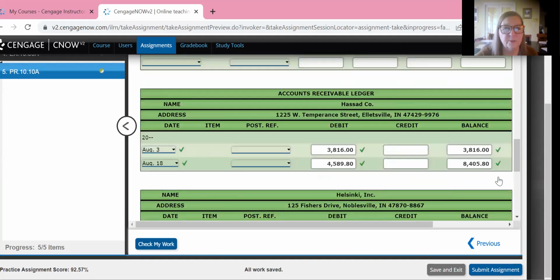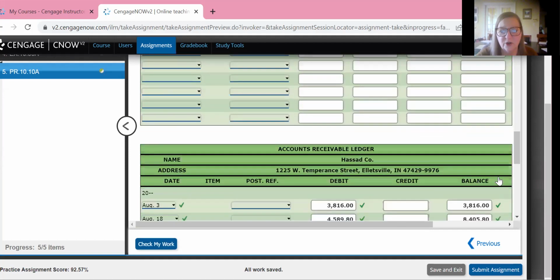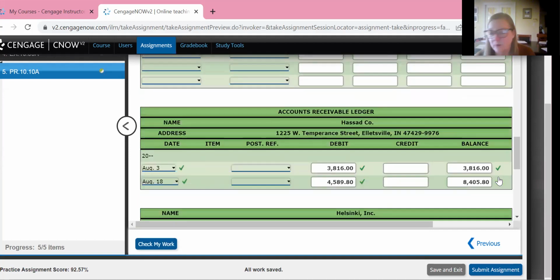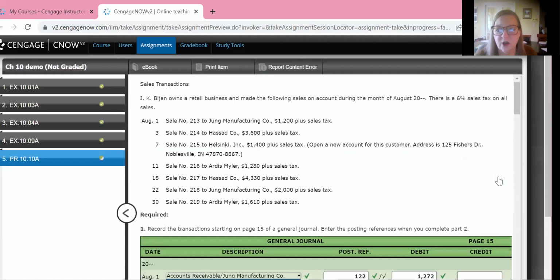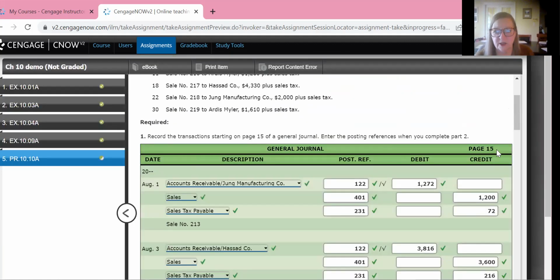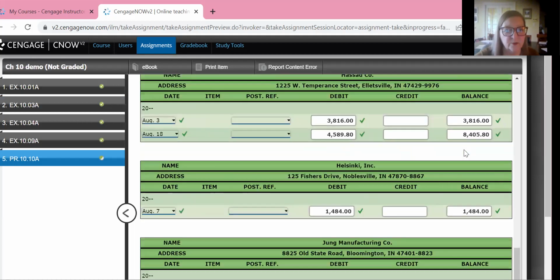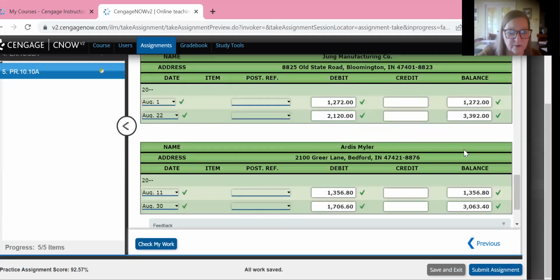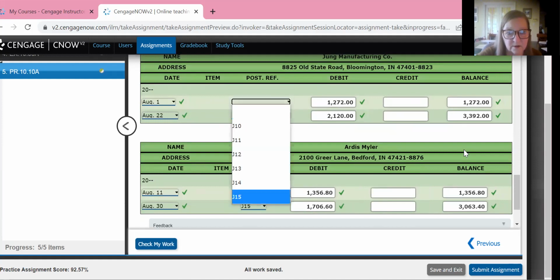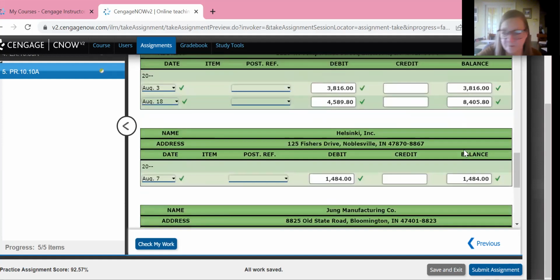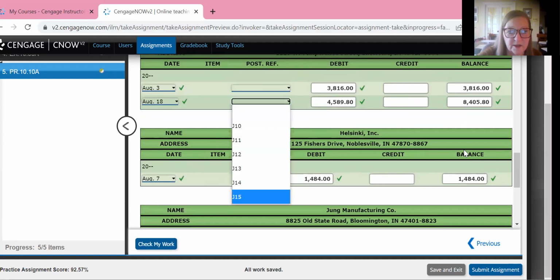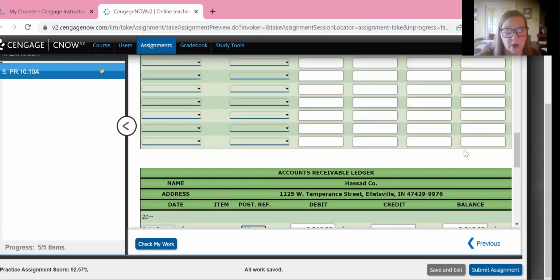The thing we could have done is the post references for the subsidiaries. So let me show you what they were looking for. They were looking for what journal page it was on. See this journal page 15 right here? That's page J15. And that's what they wanted on these post references right here. Every one of them was on J15. So I'm just putting them in, even though it's not required. I just want you to know what goes there.